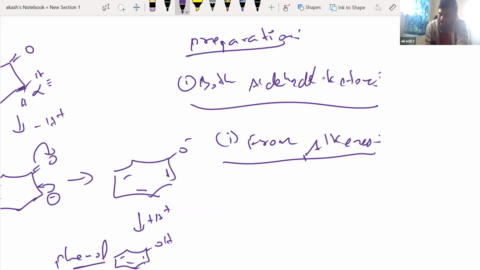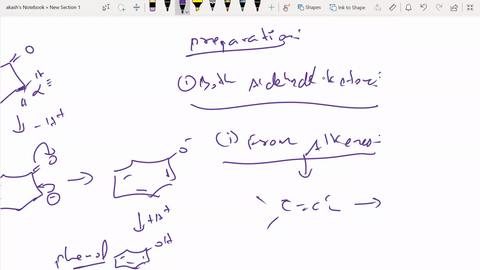Can you guess? You already know this reaction, right? By doing what? If I have a C double bond C, and I want to convert it into aldehyde or ketone, do you remember any reaction? Acid catalyst. Acid what? Acid catalyst. Acid catalyzed hydrolysis.